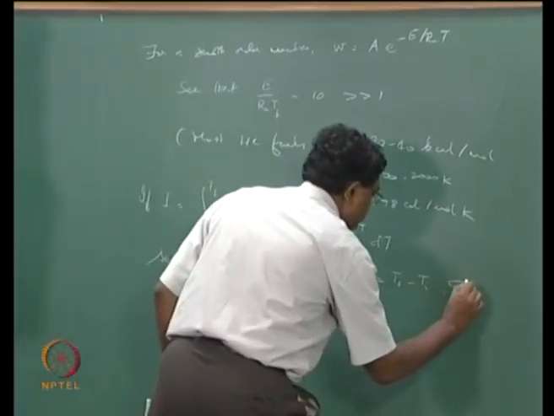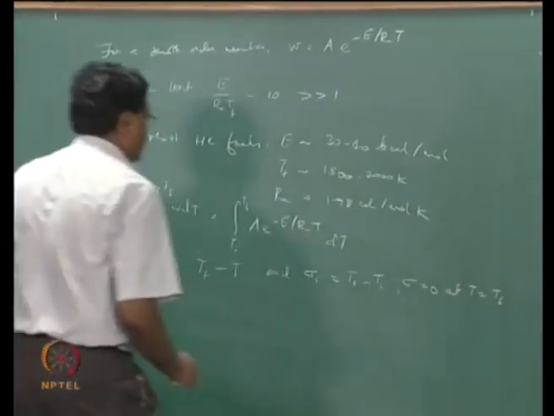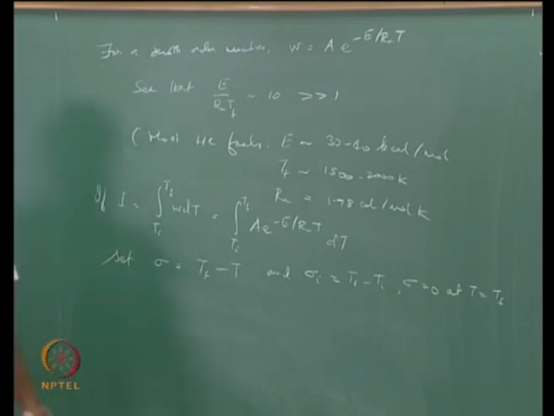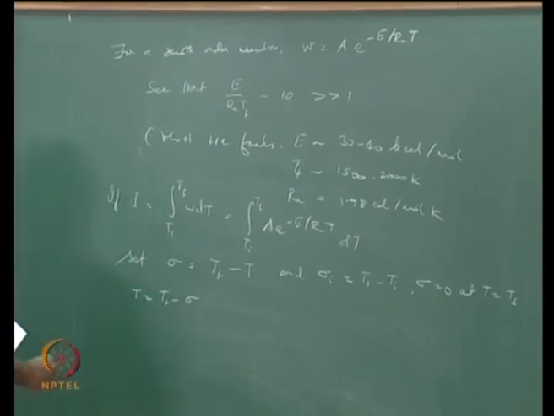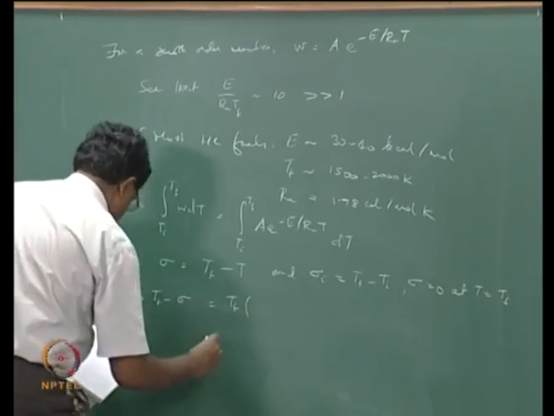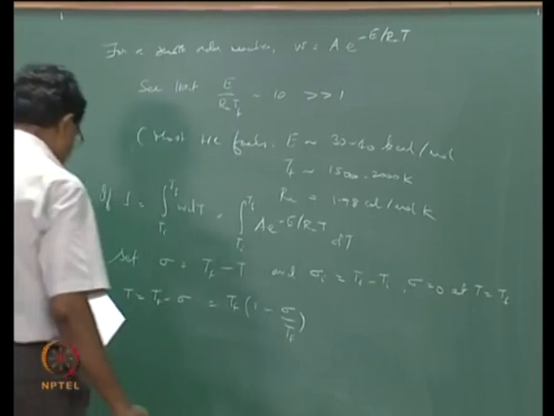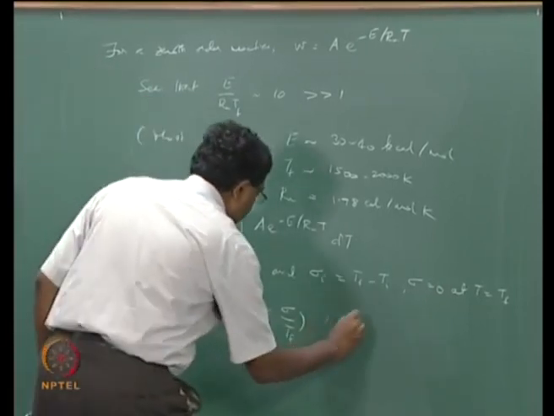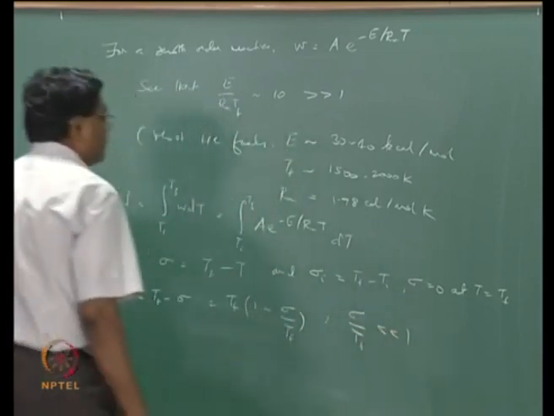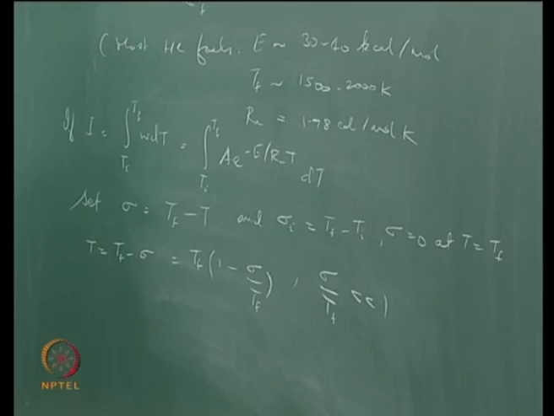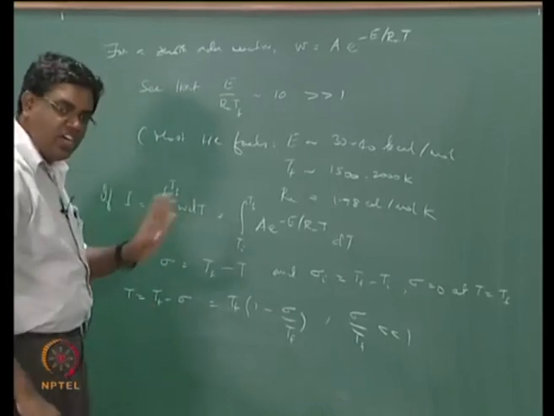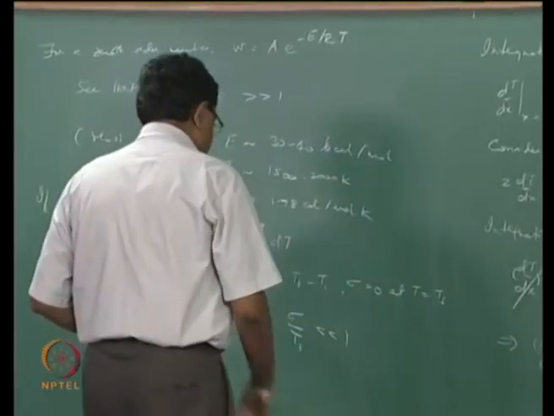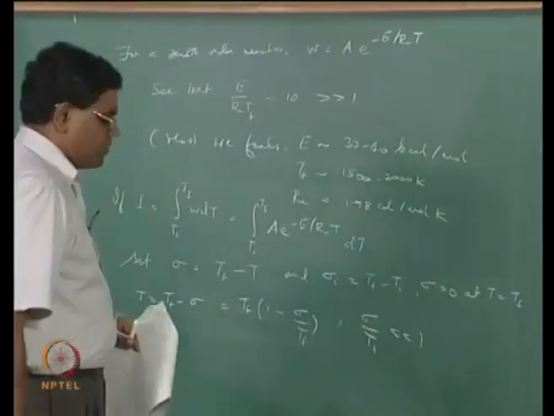And we also have to find out what T is like. So T is Tf minus sigma, equal to Tf times 1 minus sigma divided by Tf, and we want to note that sigma divided by Tf is much less than 1, right. So sigma is a very small value, it is a departure from Tf, it is not going to be large, because T itself is going to vary only from Ti onwards to Tf, and Ti is quite high, very close to Tf in the first place. So this difference is going to mean that sigma is going to be very small when compared to Tf.